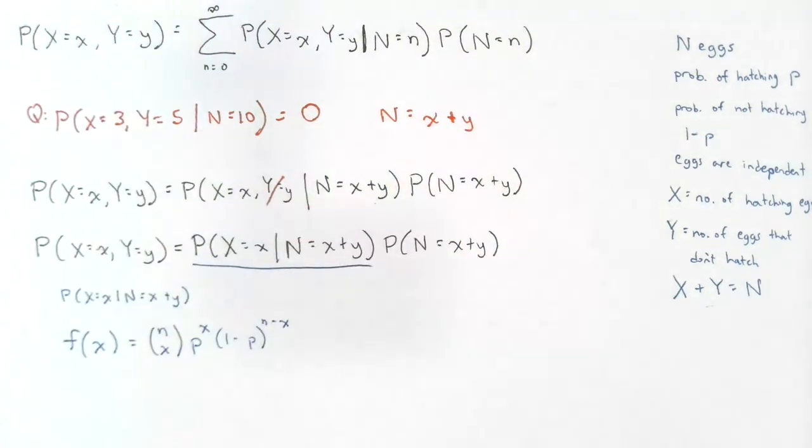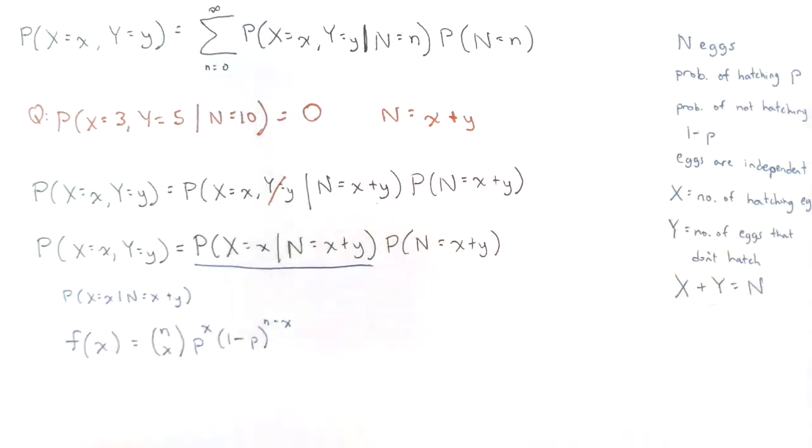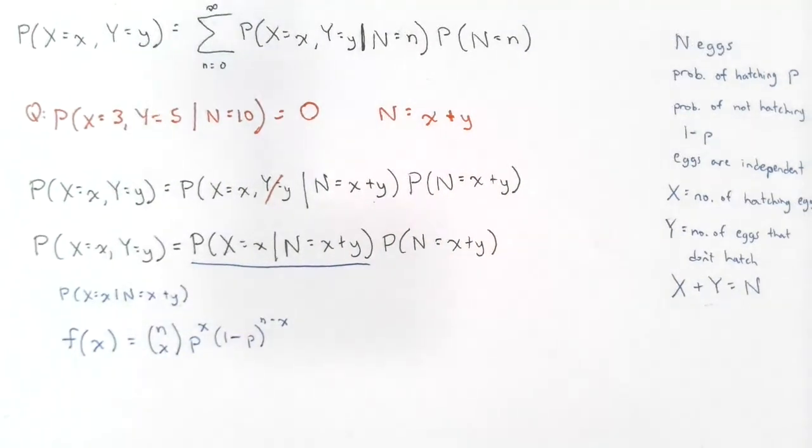You may recall this binomial distribution, right? Where X is the number of successes in your experiment, N is the number of trials, and P was the probability of success. 1 minus P is the probability of failure. This is the binomial distribution.